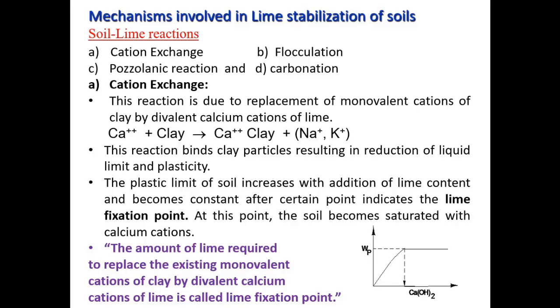So the definition of lime fixation point is the amount of lime required to replace the existing monovalent cations of clay by divalent calcium cations of the lime. The plastic limit increases with lime content up to this point and becomes constant. This indicates that additional lime beyond this point will not contribute to cation exchange. At this point, the soil becomes saturated with calcium cations. But the addition of lime beyond this lime fixation point contributes to increase in strength.